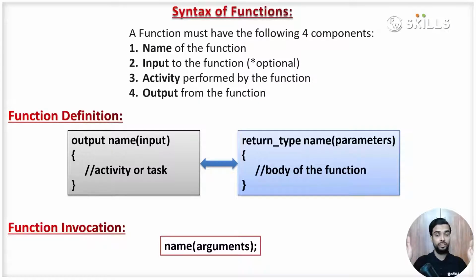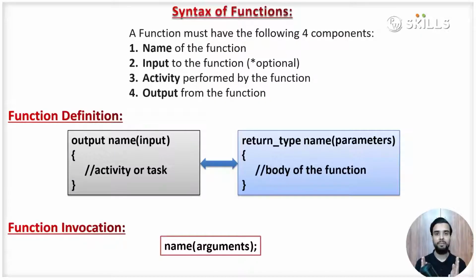Only if the function that you're trying to call would be expecting parameters, only in that case you should be sending the arguments like this. I hope all of you have been able to understand the syntax of both function definition as well as function invocation. But sir, we are unable to differentiate between these two components here, parameters and arguments.